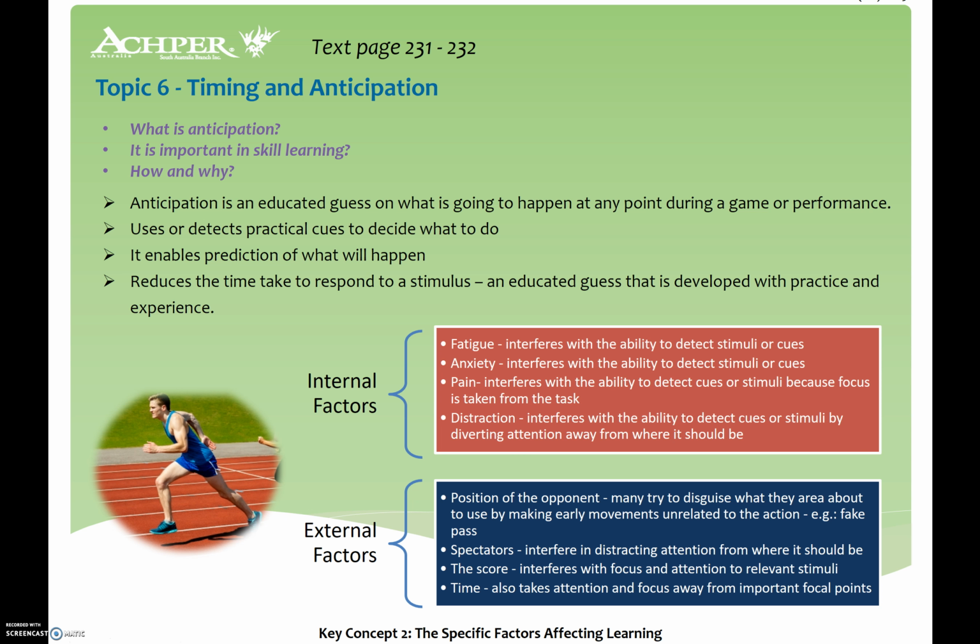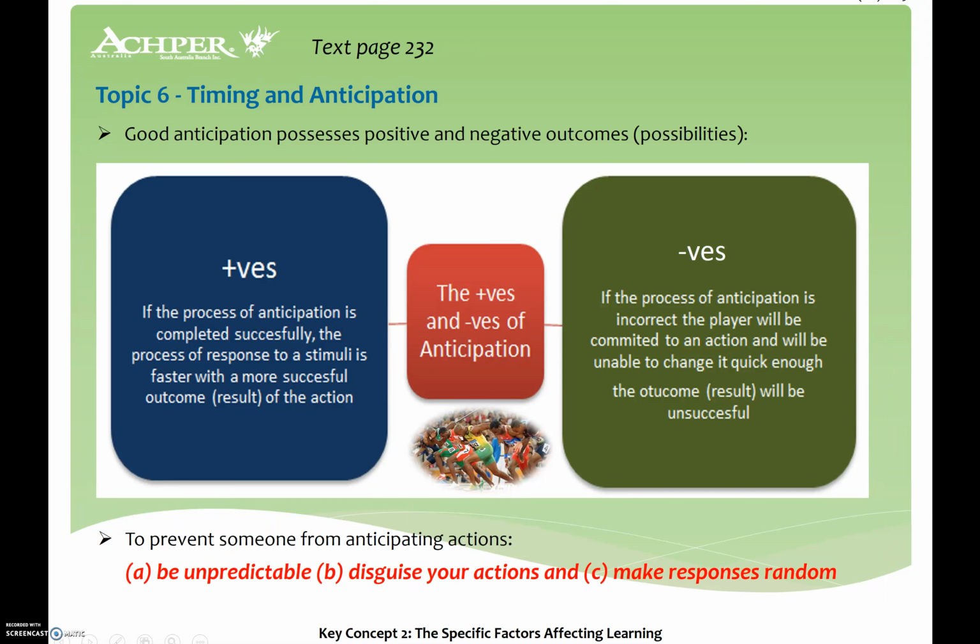So being able to pick up those small cues which can lead you to think they might be going to the right side of the body, they might be coming at you, the ball might be hitting at you, the ball might be full, short, the tennis serve might be going to your backhand or your forehand, all those sorts of things. So the positives and negatives of anticipation are there. The positive is that if the process of anticipation is completed successfully, it is faster with a more successful outcome. And the negative is that if incorrect, the player will be committed to an action.